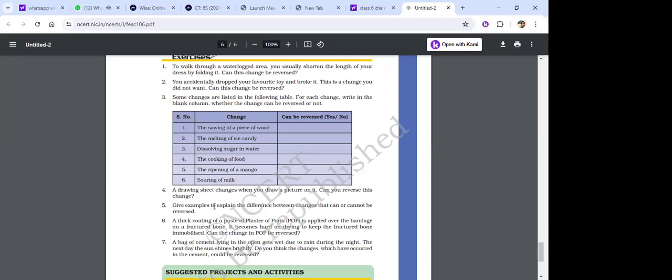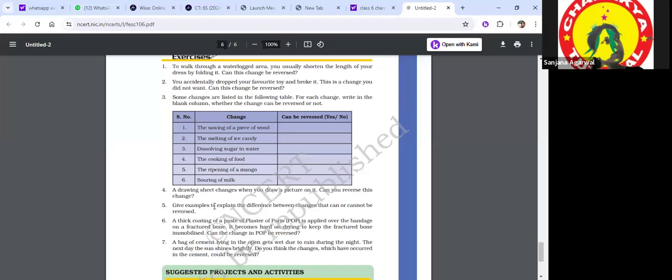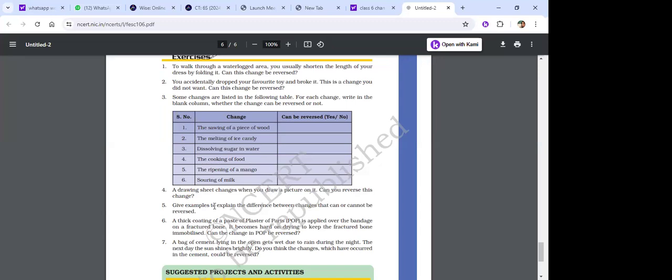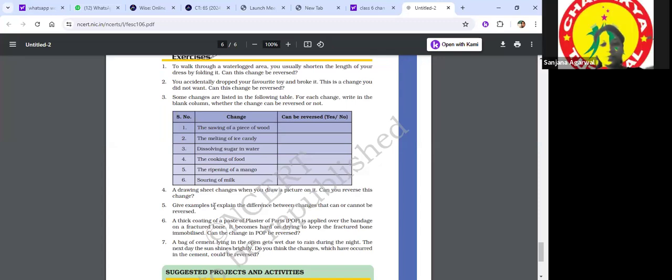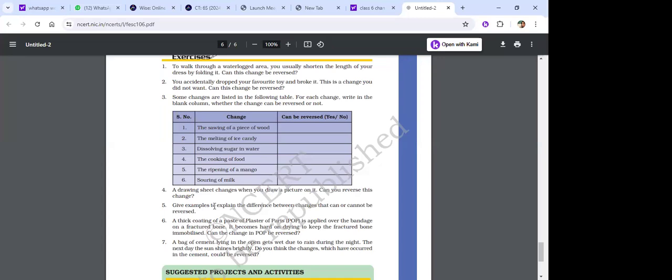Okay, tell me now. Ma'am, examples of reversible changes: healing of a wound. Okay. Ma'am, and an example of irreversible changes is cracking of an egg to make an omelette. Okay. Good.